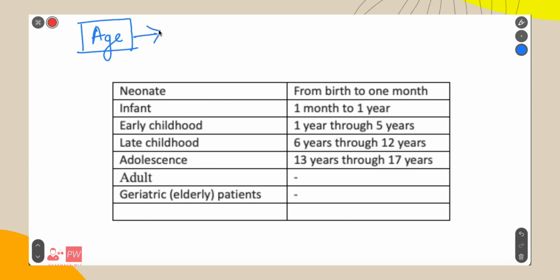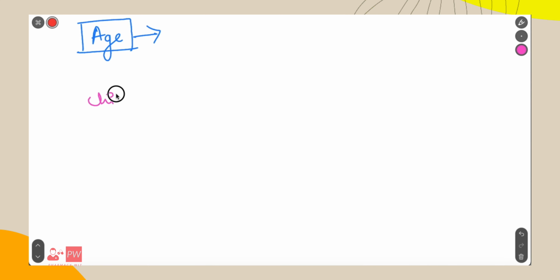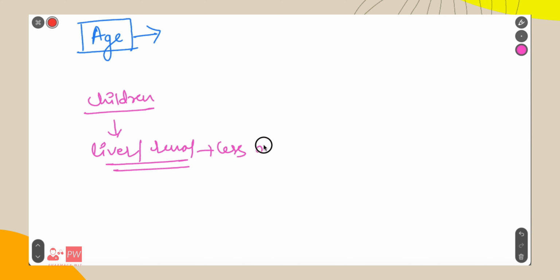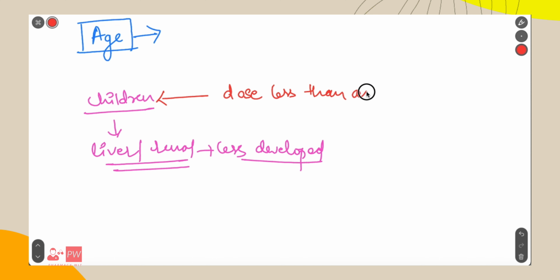So as we know, age affects the dose of a drug. In children, the enzyme system in the liver and the renal excretion remain less developed. Because of this, all the doses that should be administered to children should be less as compared to the adult dose. So this is one example.